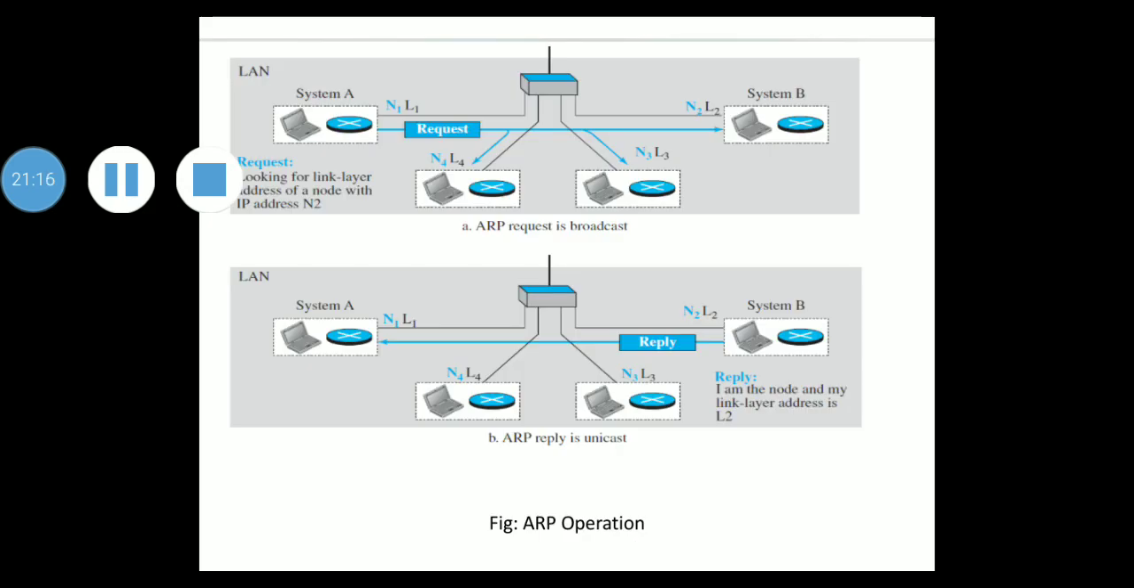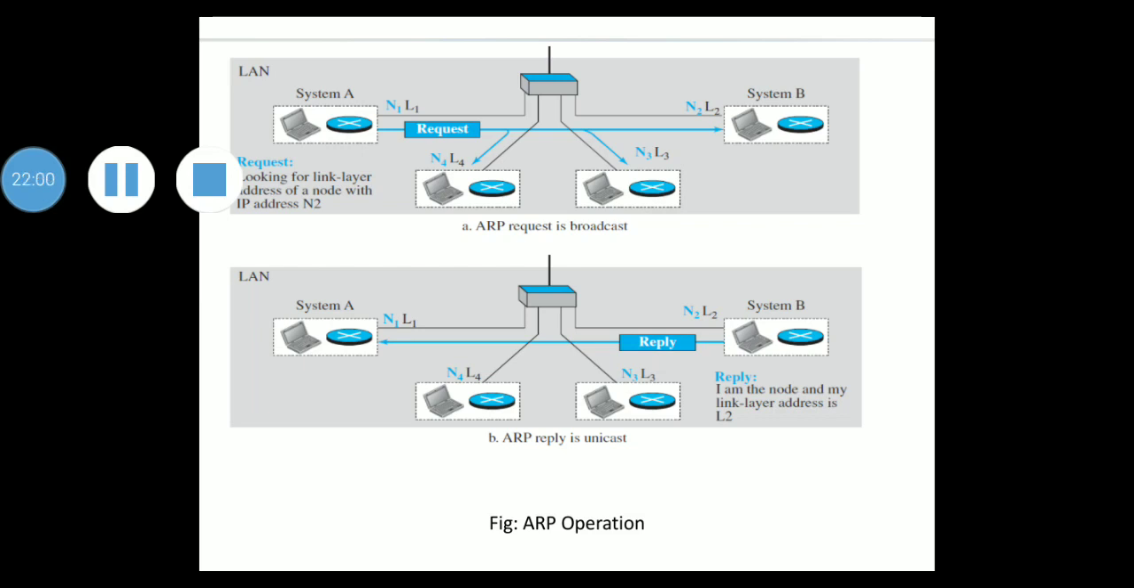The packet will include the link layer and IP addresses of the sender and the IP address of the receiver. Because the sender does not know the link layer address of the receiver, the query is broadcast over the link using the link layer broadcast address, which will be discussed for each protocol layer later.